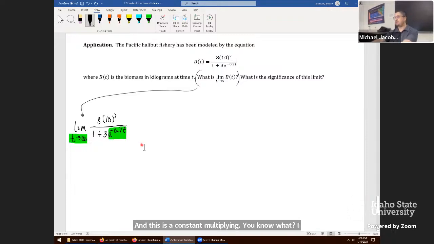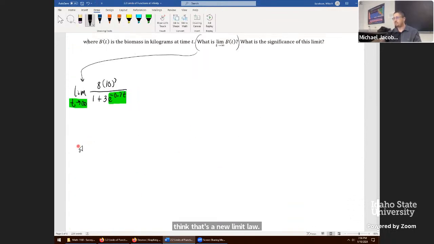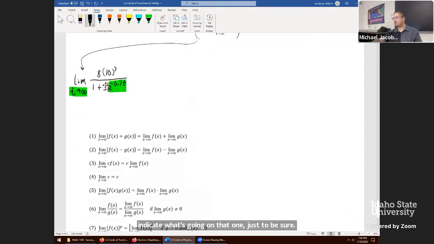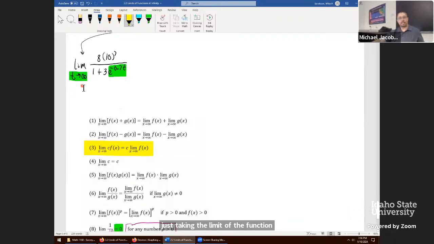You know what? I think that's a new limit law. Let's indicate what's going on with that one, just to be sure. I don't think we've taken a look at this limit law, where it's a constant times a function. There should be something there for us. And that's limit law 3. It says it's okay if there's a constant times your function. Move it to the outside, and you're just taking the limit of the function. So everything highlighted in green is what the limit operator is going to influence. Just that one spot. All these other constants stay where they are at, and this one goes to 0 in the limit. So let's calculate the limits right here and now.